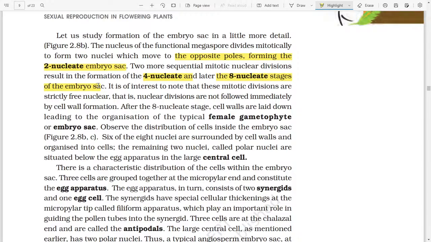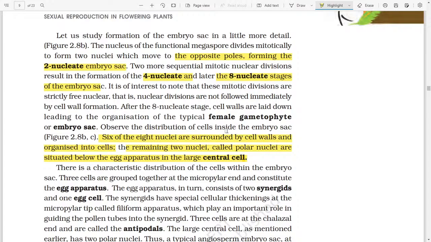After the eight-nucleate stage, the cell wall is laid down, leading to the organization of the typical female gametophyte or embryo sac. Observe the distribution of cells inside the embryo sac, figure 2.8 B, C. Six of the 8 nuclei are surrounded by cell walls and organized into cells. The remaining two nuclei, called the polar nuclei, are situated below the egg apparatus in the large central cell. There is a characteristic distribution of the cells within the embryo sac.